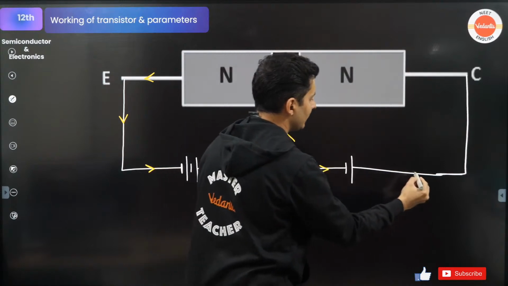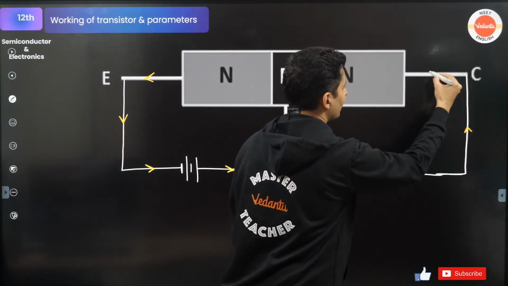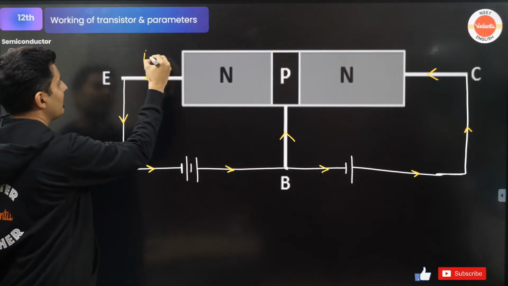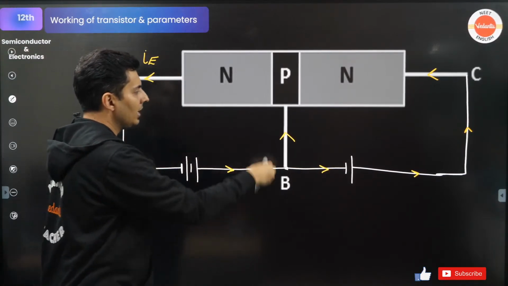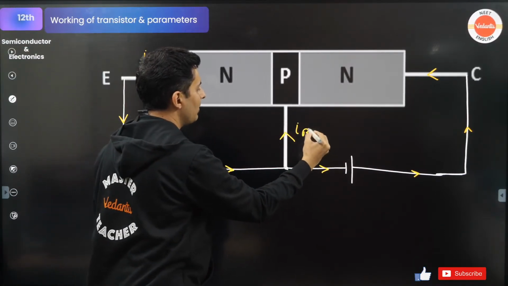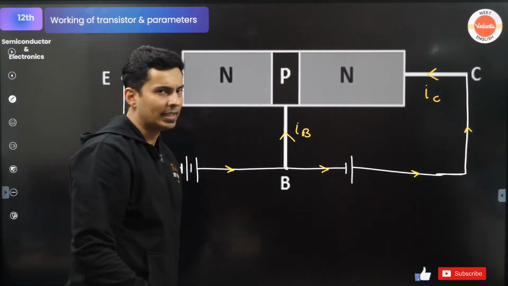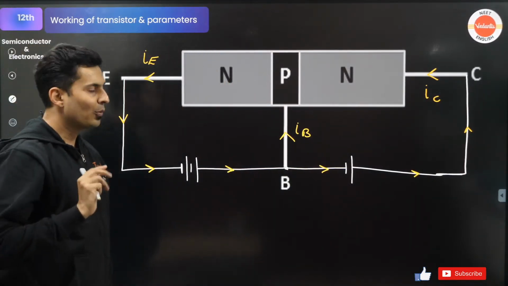So that means like this over here. Everybody gets it? This current which is coming out of the emitter, I will call it the emitter current. The current which is going inside the base, I will call it the base current. The current which is going through the collector, I will call it the collector current. Everybody gets this? Very nice.